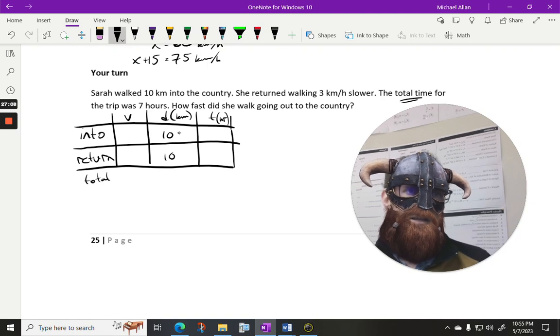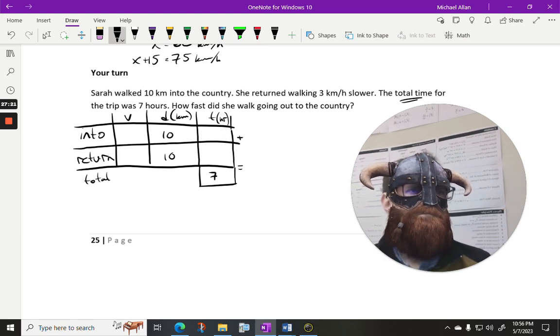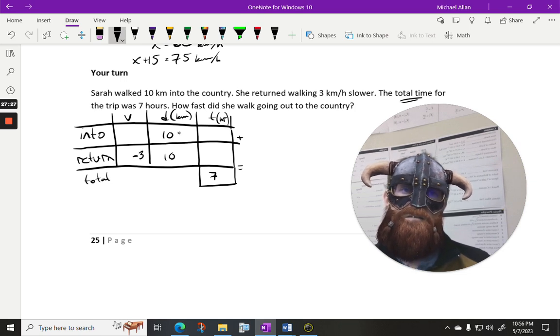I'm going to put that down at the bottom here in our total column. Notice the last one we actually didn't create one because we didn't have one. I'll put the 7 down here. That means if I add these two times together, I'm going to get this 7. What else do we know? Oh, slower. She returned slower, so that means minus 3 kilometers per hour. So into was x, return would be x minus 3.